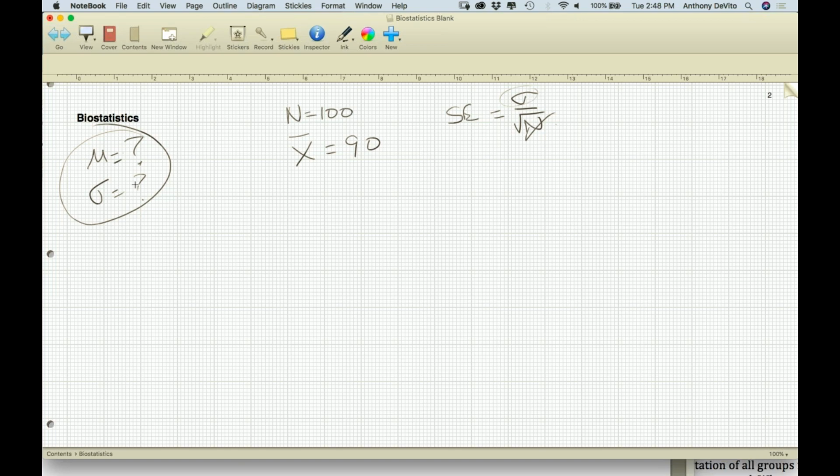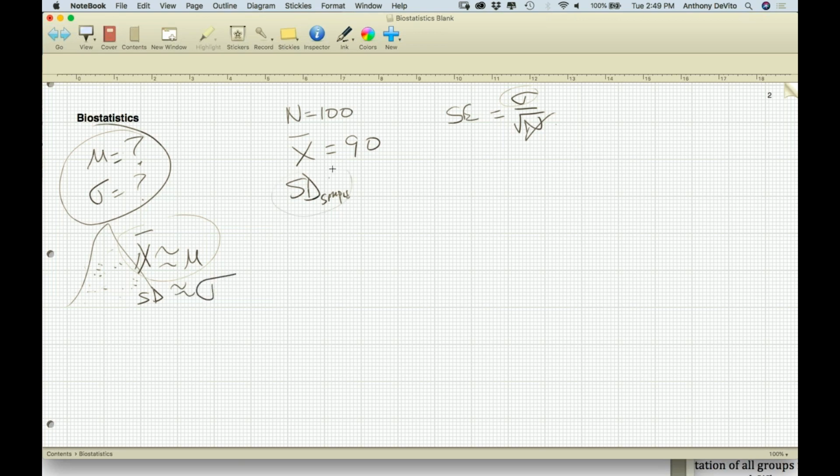Well, if I randomly sample 100 people from a population, when I take the average, the average is going to approximate the mean. I don't know how well at this point, but it's going to approximate it. The variability of those 100 people is going to be roughly the same as the variability of the population. So the standard deviation of my sample, not of my sample means, is going to approximate sigma. It's going to be approximately sigma.